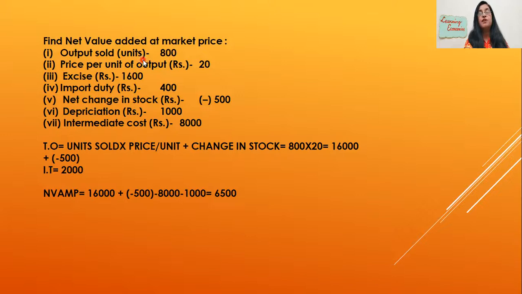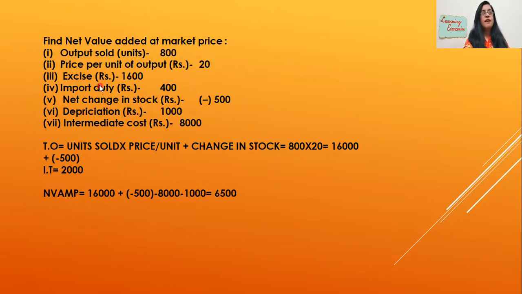It is given in units. These are the units. 800 units have been sold, and price per unit is given as 20. This type of numerical can also come in 3 marks. Output sold is 800, price per unit of output is 20.